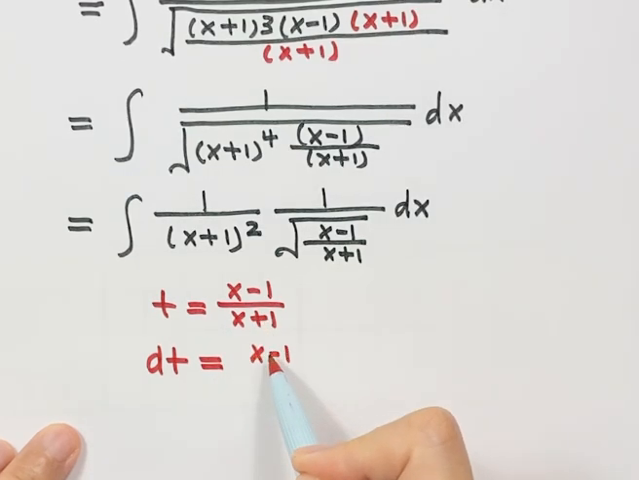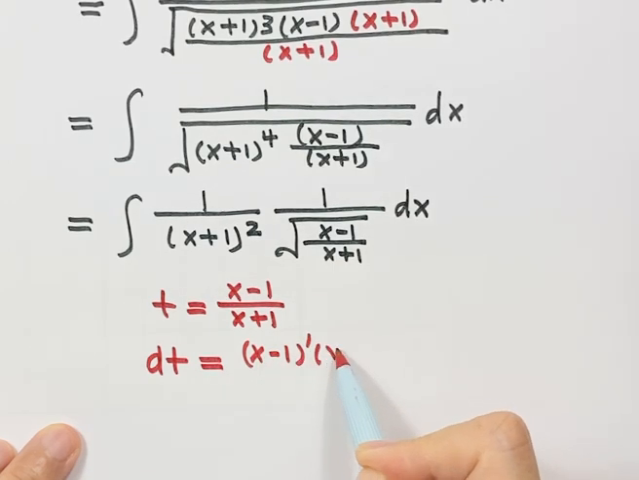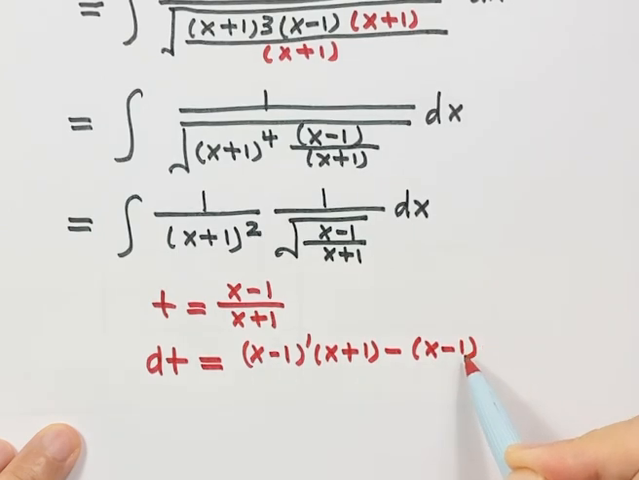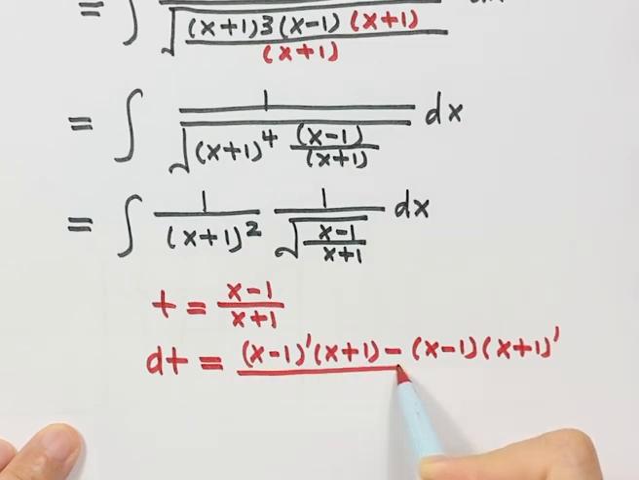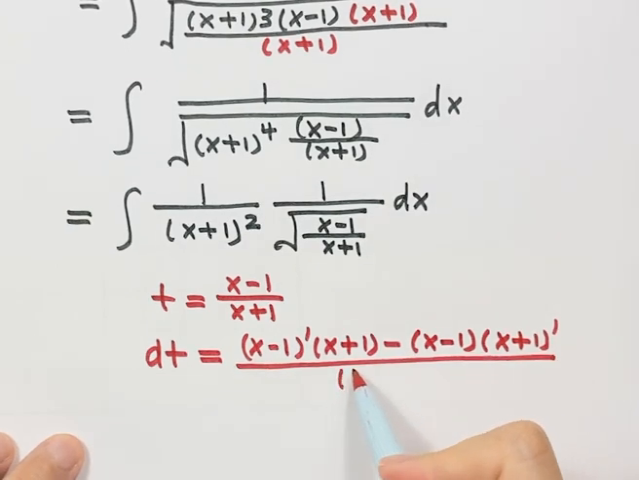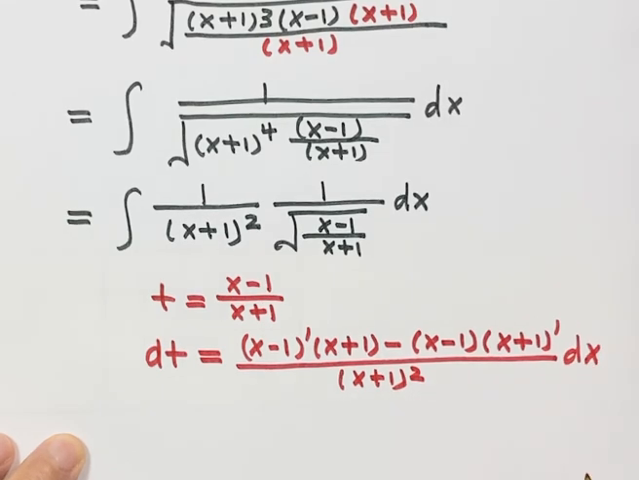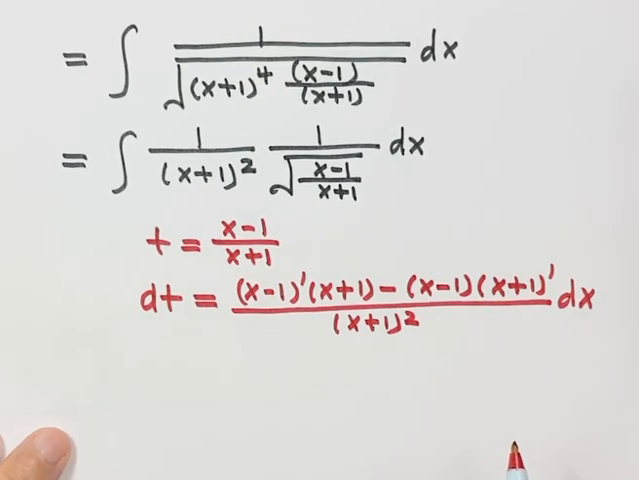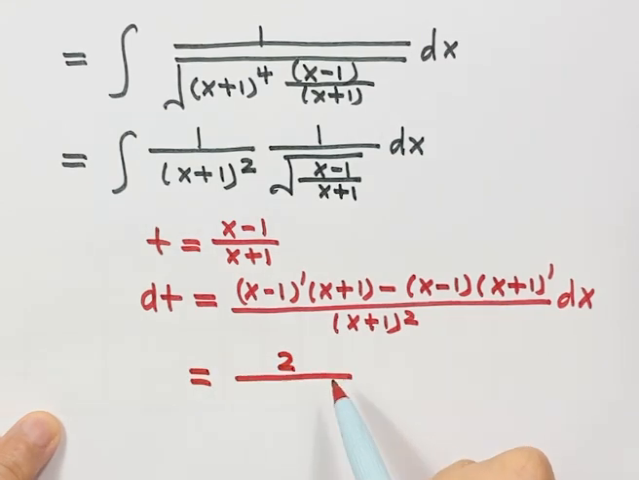So then we have x minus 1, take a derivative. Then here x minus 1, then x plus 1, take a derivative. Then the bottom, (x+1)^2. Then this one is a 1. So this part is 1. Then simplify the numerator. So then we have 2 on top. Then here (x+1)^2 on the bottom.